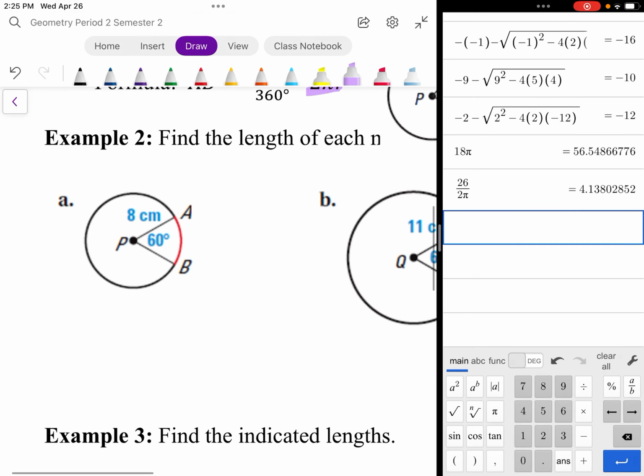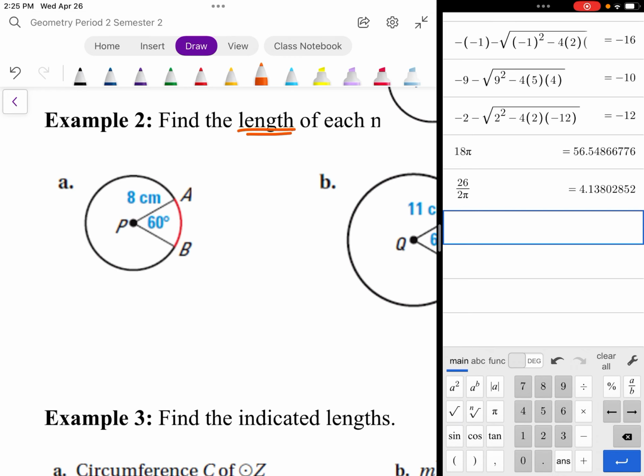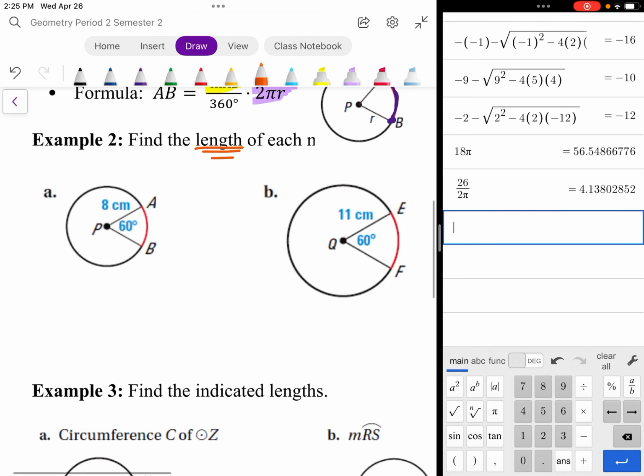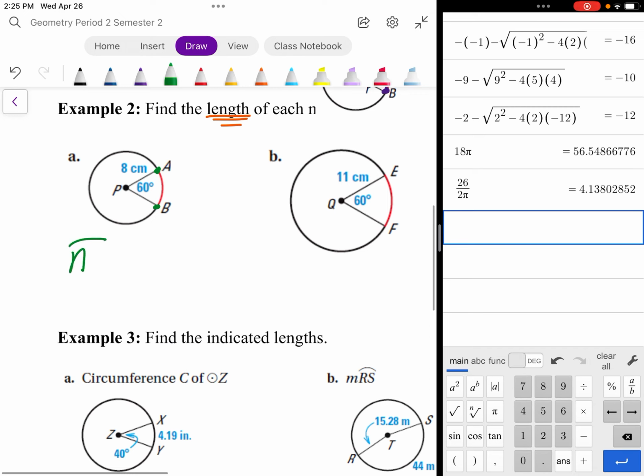So let's do some examples. Whenever you're finding the length, you're looking for a measure that's not in degrees. And I think our picture cut off our notes, but we're just finding the length of each arc. So if we look, we're going to find the length of arc AB. So the length of AB is going to be equal to the measure of the arc, which central angles are equal to the measure of the arc, so 60 over 360. And then we're going to multiply that by our circumference, which is 2 pi r of 8.